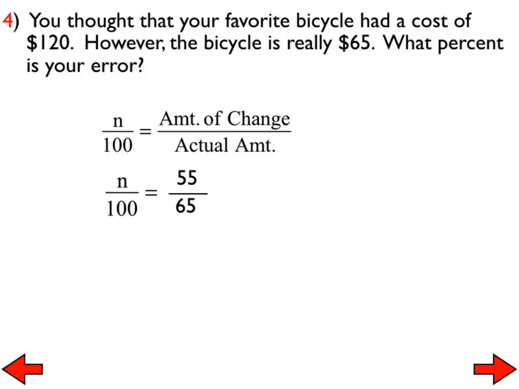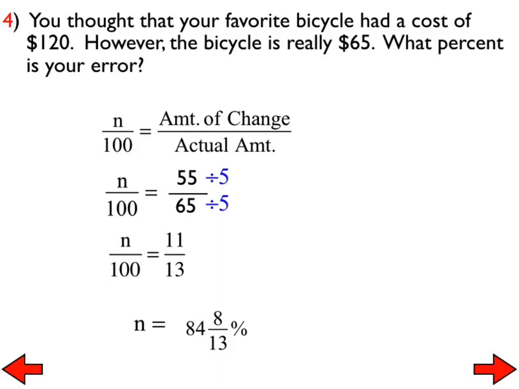$65. So you can reduce that ratio before you solve or not, but I recommend that you do. And get 11 over 13. Then n equals 84 8/13%. If you try to do it as a decimal, it's going to go on for quite a while, and you're just going to sit there and not finish any other problem for the rest of the day. Right? If you do fractions, mixed numbers are the best way to go, because once you get a remainder, you're done. Just put that remainder at the top of your fraction. You don't have to add zeros and keep dividing. Once you get your first remainder, you are done.